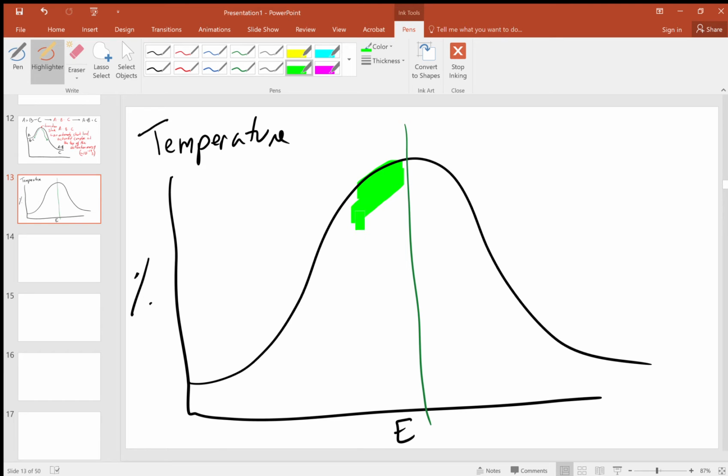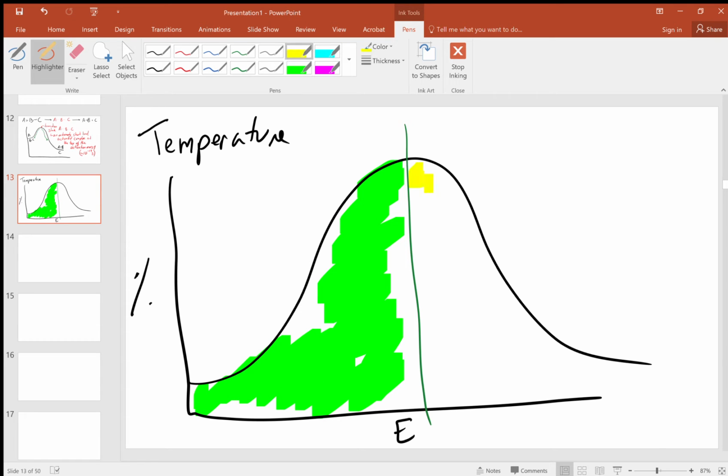But you're always going to have some particles that have lower energy and some particles that have higher energy. And one of the things that this helps to explain is, for example, when you sweat, as water evaporates off your skin, why does that produce a cooling feeling?